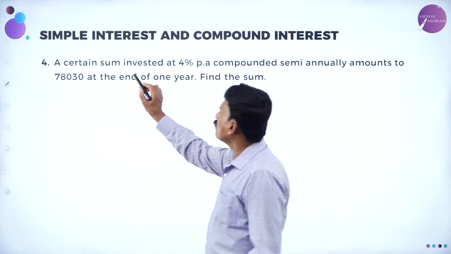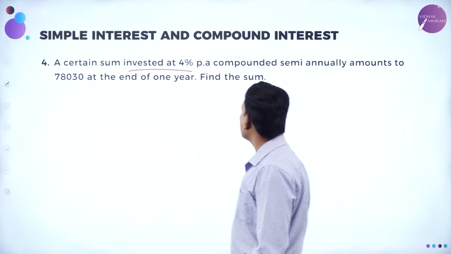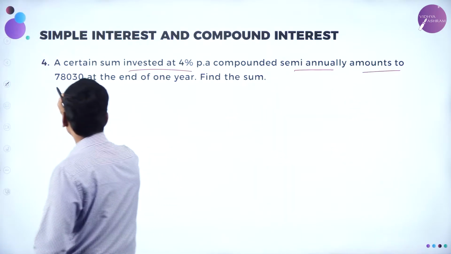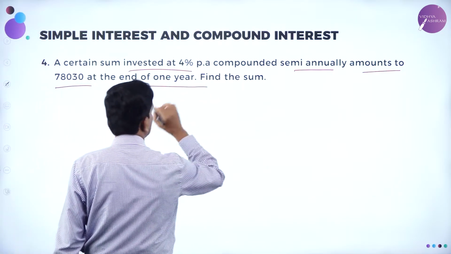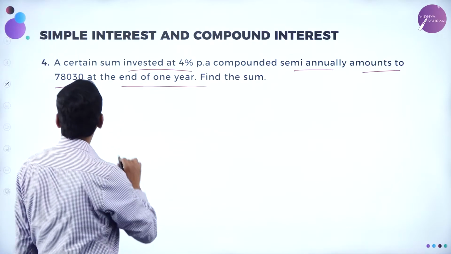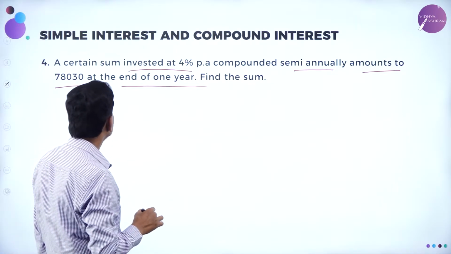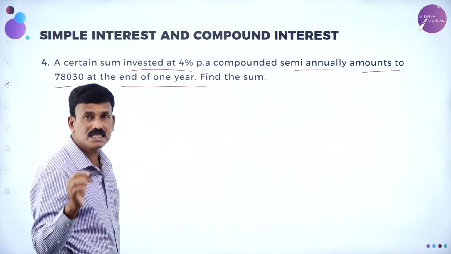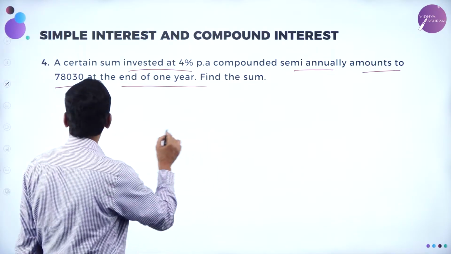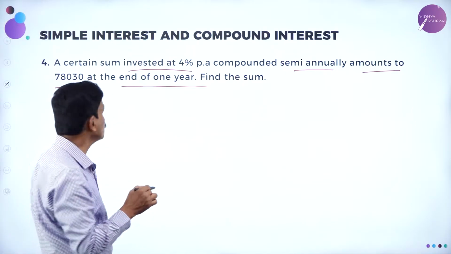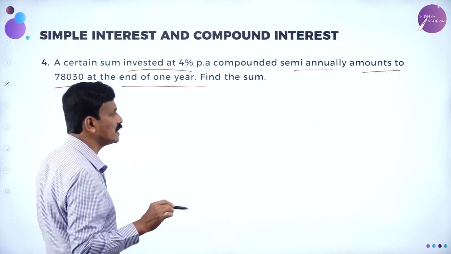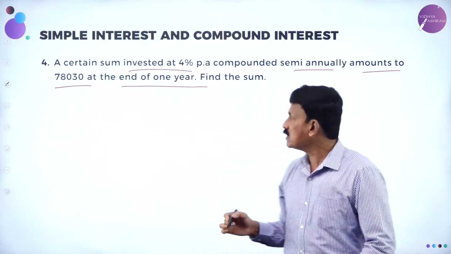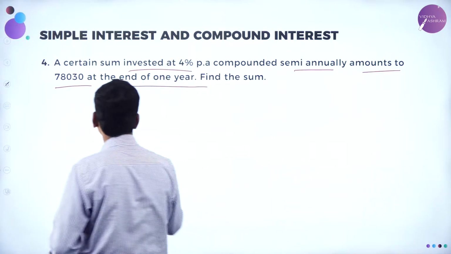A certain sum at 4% per annum compounded semi-annually amounts to 78,030 at the end of 1 year. Find the sum. Here, a certain sum invested at 4% per annum compounded semi-annually amounts to 78,030 rupees at the end of 1 year. Then what is required is to find the sum. Now what is given here? Amount is given.